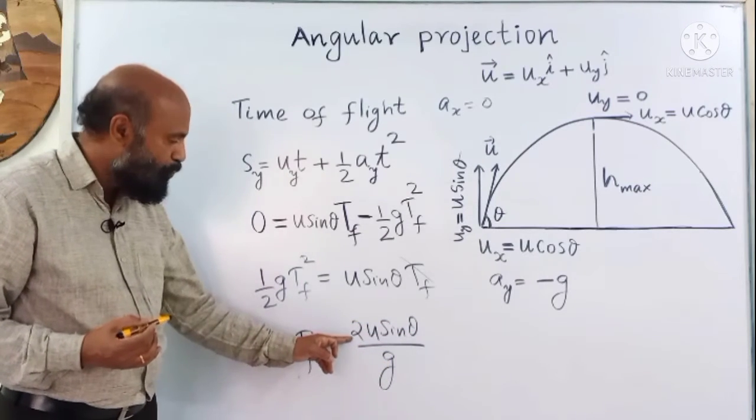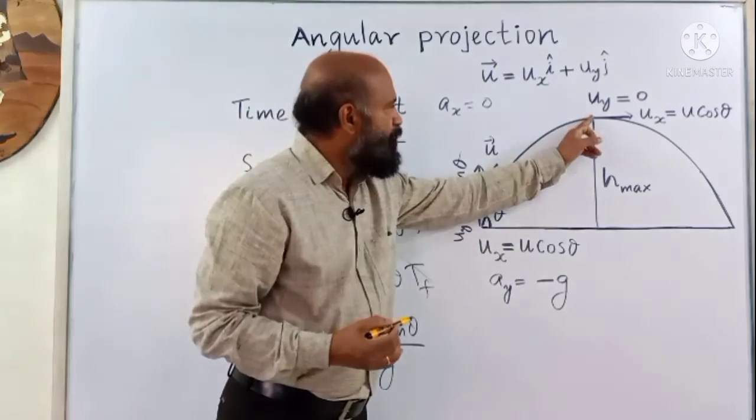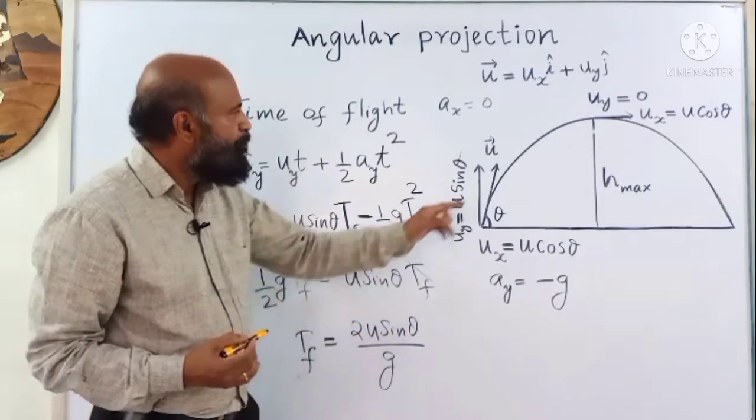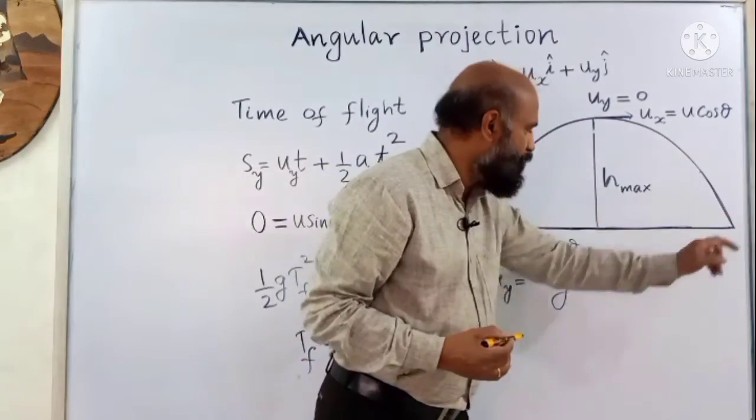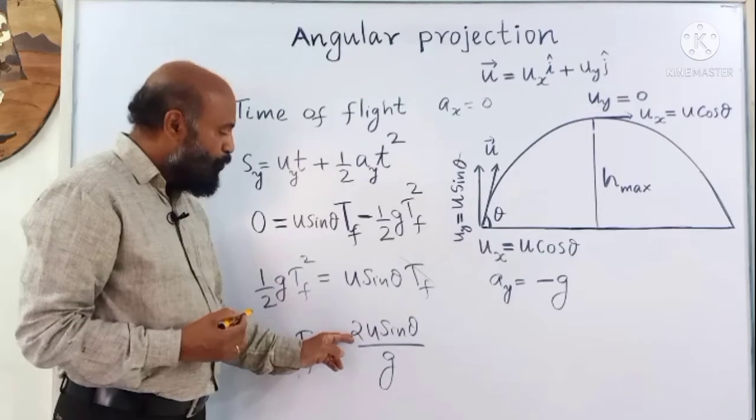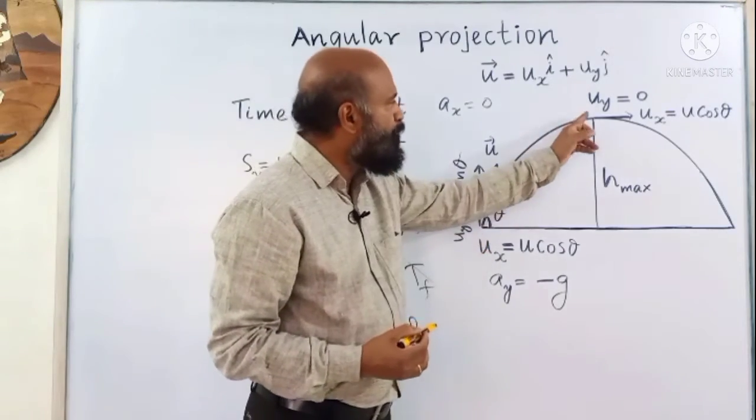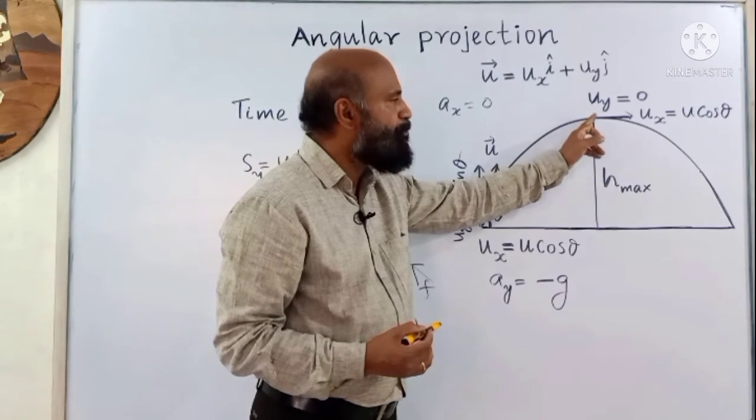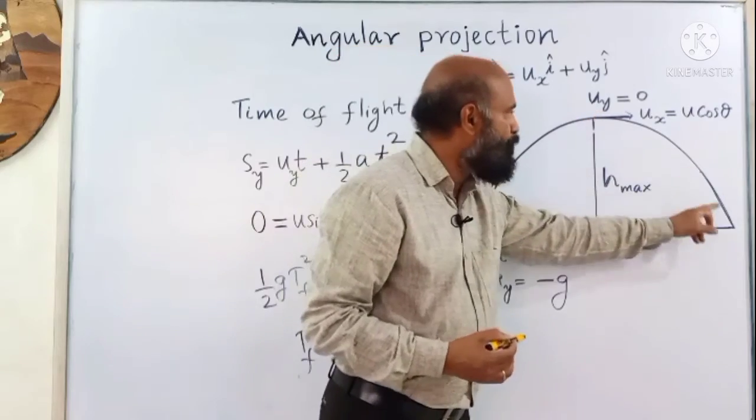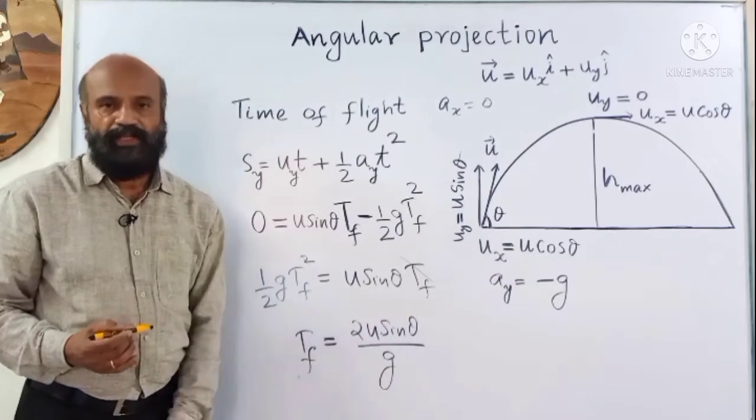So here you can see 2u sine theta by g. So time taken to reach the maximum point is u sine theta by g. Then from there to reach ground, again u sine theta by g. That is why it is 2u sine theta by g. From this it is clear, time taken by the body to reach maximum height is equal to the time taken by the body to reach the ground from the maximum point. Time of flight is 2u sine theta by g.